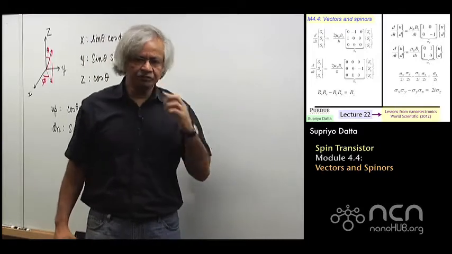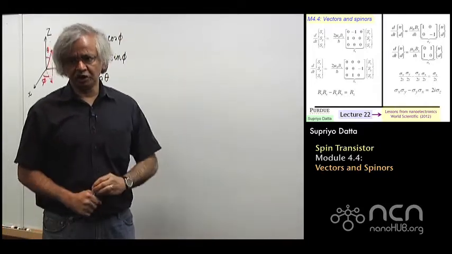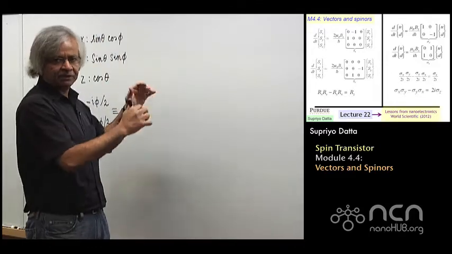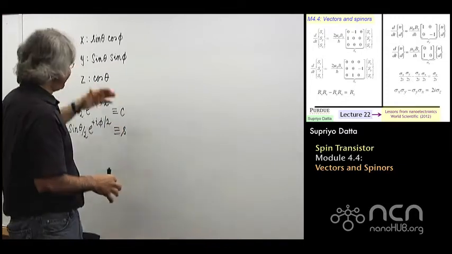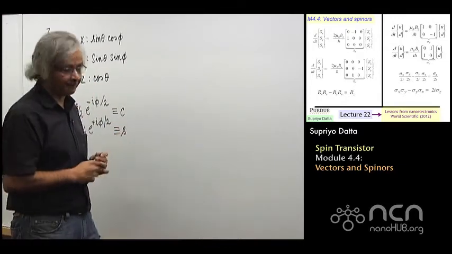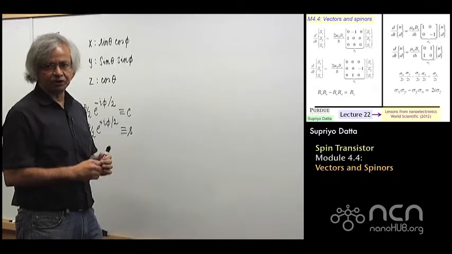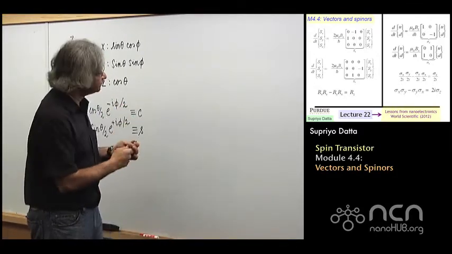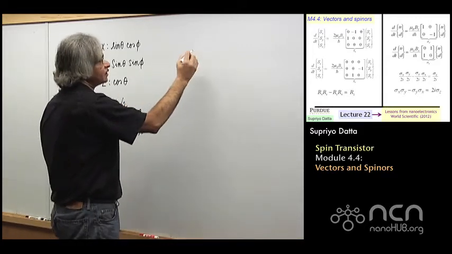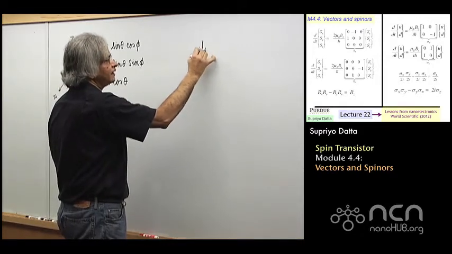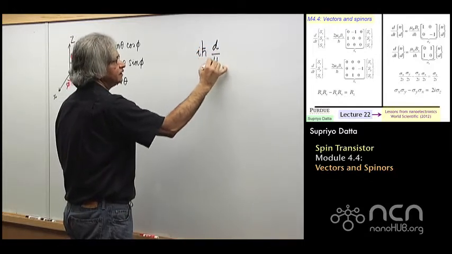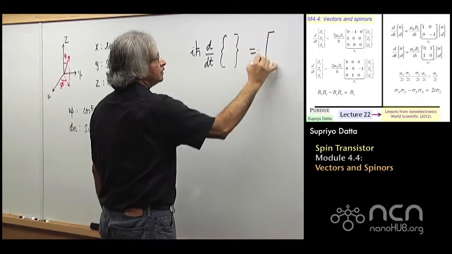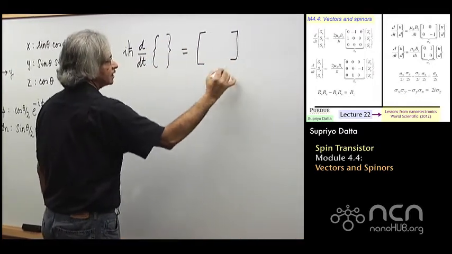Okay? Now, how would you describe this using the Schrödinger equation? That's what I want to explain quickly, and it will help see this connection between the vector and spinor. That's why I'm bringing this up. And in the next module, we'll also talk a little bit about experiments where these things are seen in solids. Okay. Now, as you know, the Schrödinger equation looks something like iħ d/dt of the wave function is equal to this matrix H times the wave function.